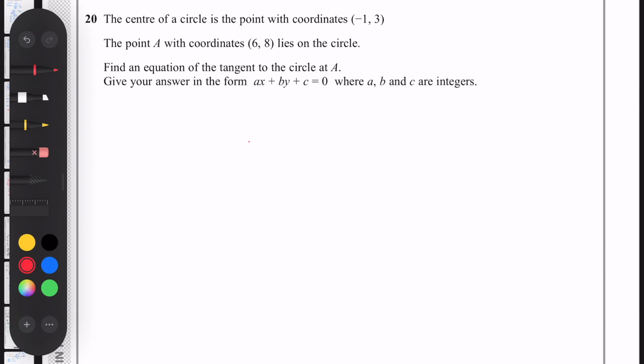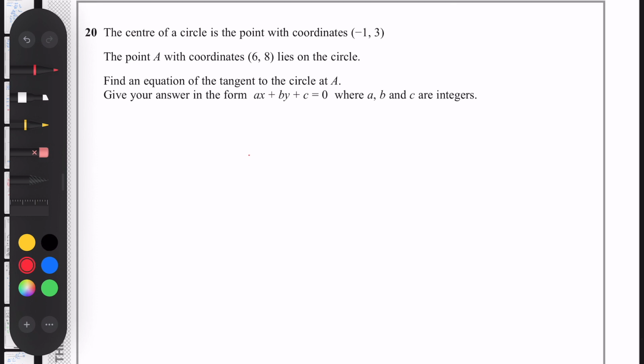Number 20. The centre of a circle is the point with the coordinate minus 1, 3. The point A, with coordinate 6, 8, lies on the circle. Find an equation of the tangent to the circle at A. Give your answer in the form ax plus by plus c equals 0, where a, b, and c are integers.